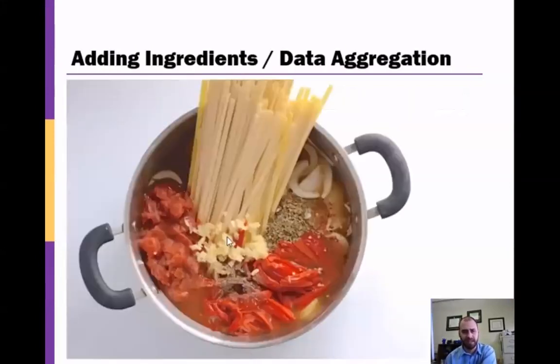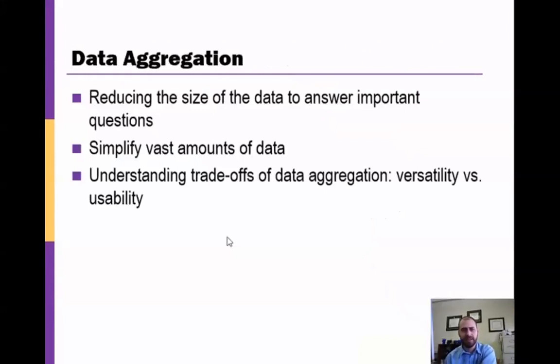And then we're going to add the ingredients together. We're going to talk about data aggregation, which is similar to how you would add the ingredients together for, say, making a meal. Data aggregation is reducing the size of the data to answer important questions. Typically, if we have, say, 100,000 rows of data, we want to get it down to something that's useful, something more condensed, something that's answering specific questions. All right, so we're going to look at that process as well.